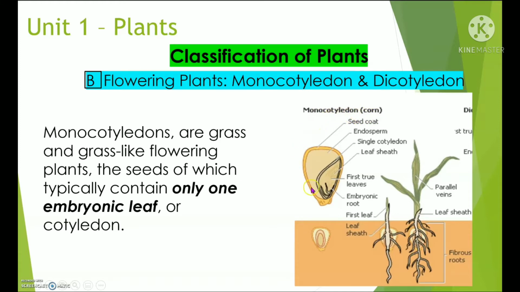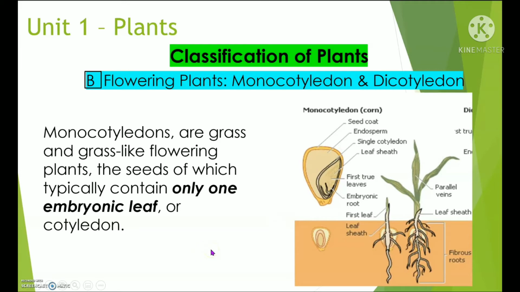So this is an example of a monocotyledon. Okay, this is a corn seed, corn plant. So a corn seed is an example of a monocot because a corn seed only have one embryonic leaf or cotyledon. The cotyledon is the one giving food to the embryo. Okay, it only have one embryonic leaf or cotyledon.